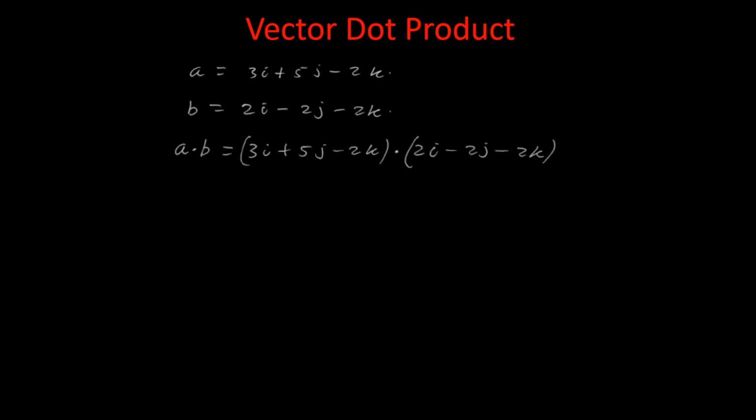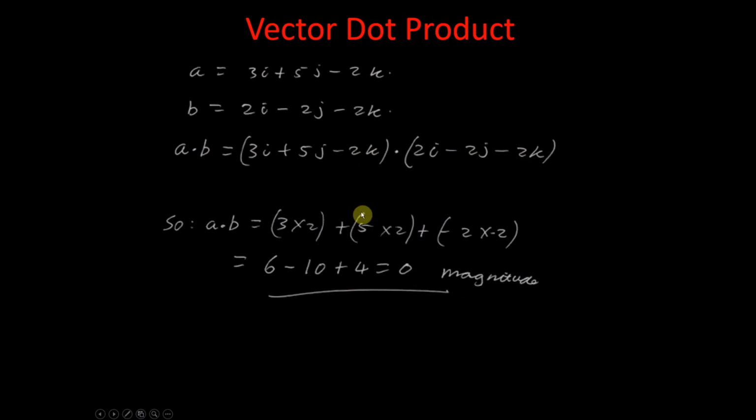So in terms of our vector dot product, let's take a look at an example. Here we have A, which is 3i plus 5j minus 2k. Vector B, 2i minus 2j minus 2k. So, doing this out longhand, if we take A dot B, we'll have 3i plus 5j minus 2k dot 2i minus 2j minus 2k. This means, if we throw away our zero terms, that A dot B will be 3 times 2 plus 5 times negative 2, minus 2 times minus 2.